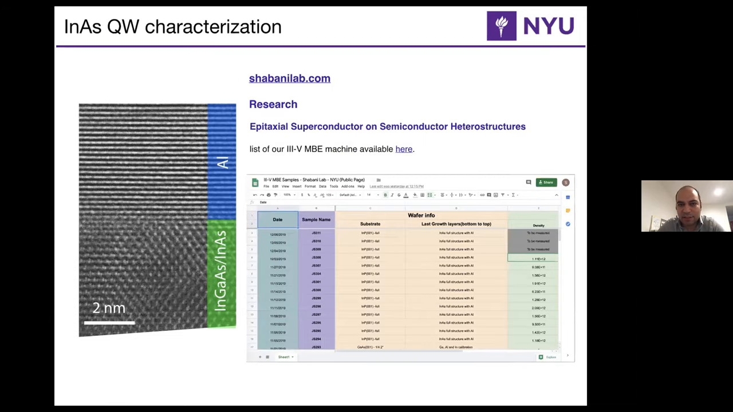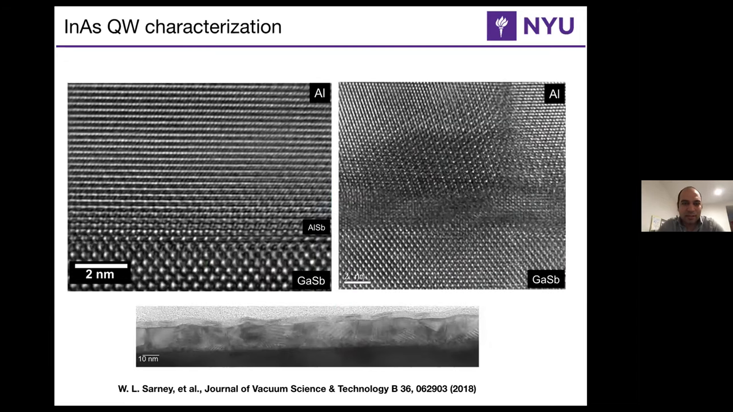We are now publishing all the mobility measurements and all the good and bad things online on our website. So if you go here and click, you will see when the machine has been down, what we have grown and how much we have grown, and if the quality is good or bad. This is a continuous optimization. But we have learned quite a bit from the materials science part. We have a paper in JVST-B 2018 and a new one in 2020, which I forgot to put here.